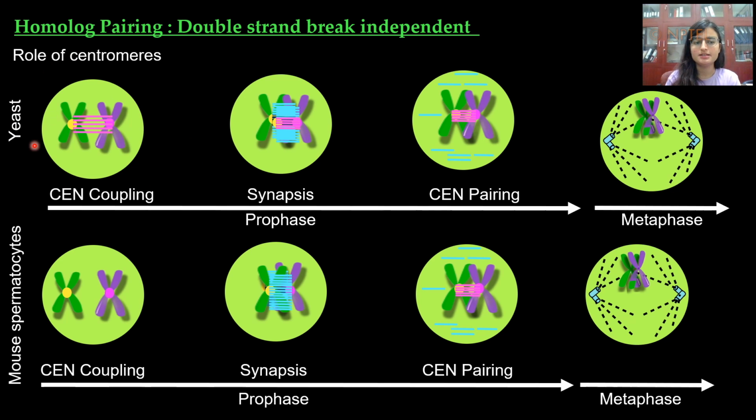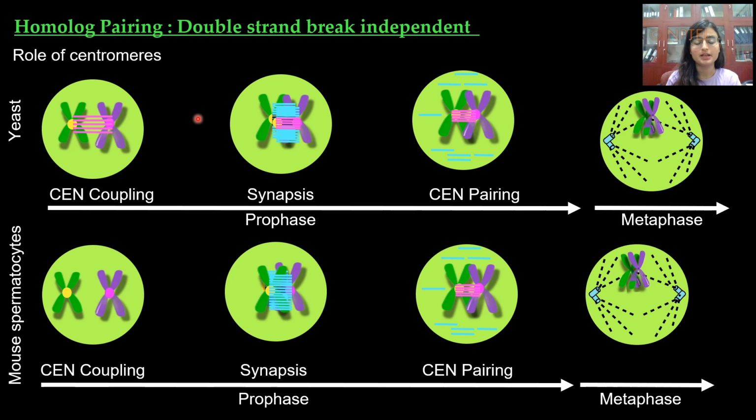In cases of yeast and in mouse spermatocytes, as you see here, centromeric associations are formed long before synapsis has occurred in the prophase stage. As you can see, the homologous chromosomes in green and purple are shown here. Now there are two events which are called centromeric coupling and centromeric pairing. Centromeric coupling usually occurs between homologous and can also occur between non-homologous chromosomes. However, centromeric pairing occurs only between homologous chromosomes.